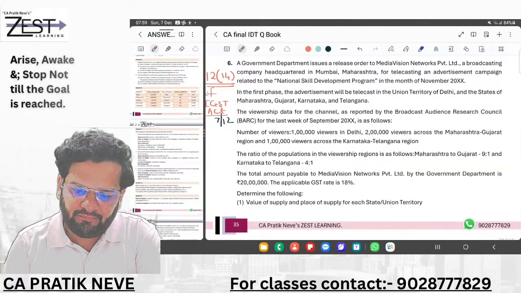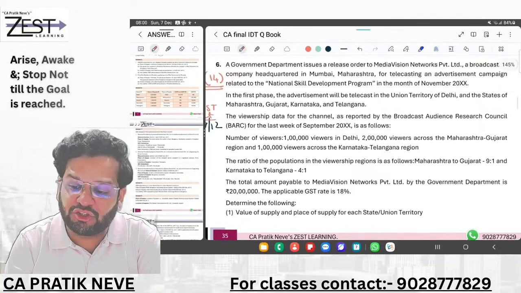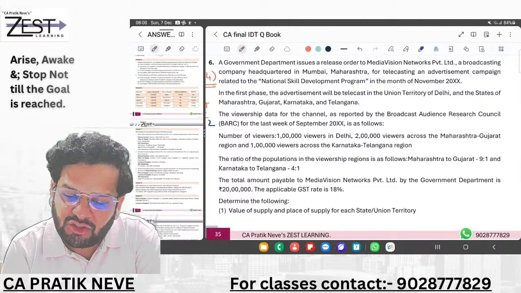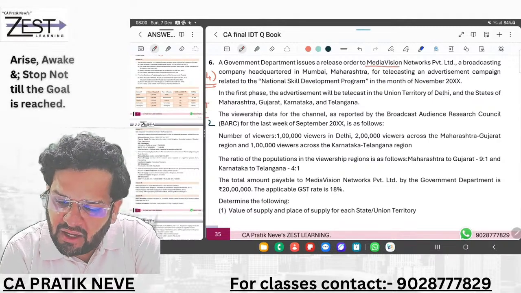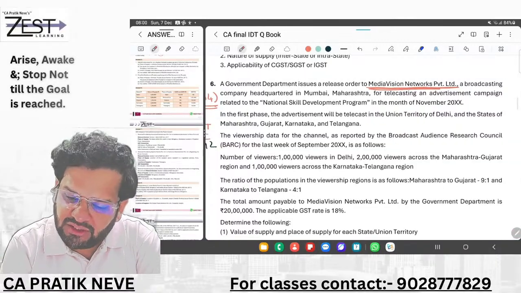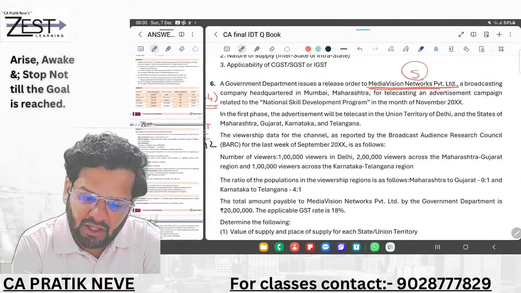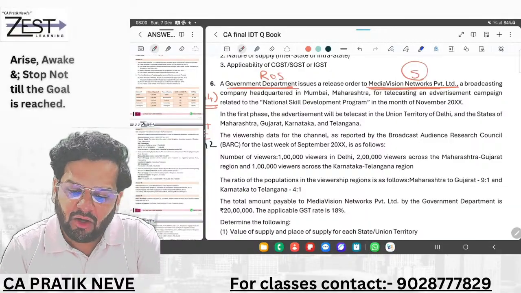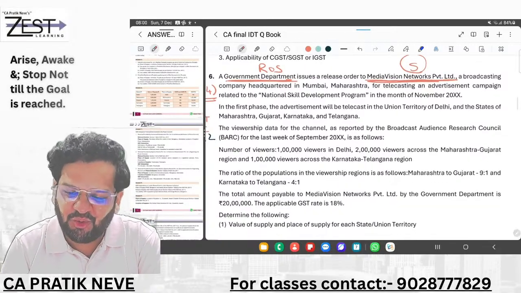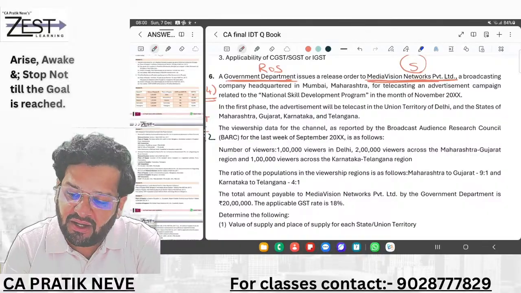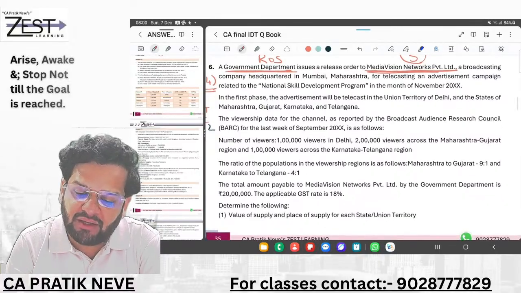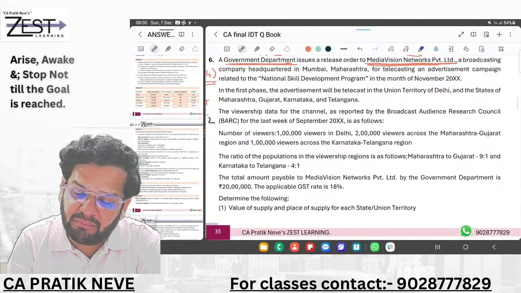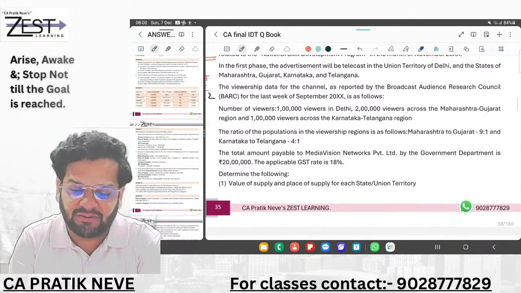And that will be in some agreed proportion. Now, how to apply that proportion? See, government department issues a release order to Media Vision Networks Private Limited. So this is supplier. Government department is recipient of supply. The release order is to Media Vision Networks Private Limited, a broadcasting company headquartered in Mumbai, for telecasting an advertisement campaign related to National Skill Development Program in the month of November.